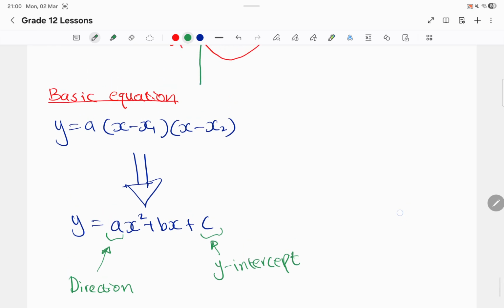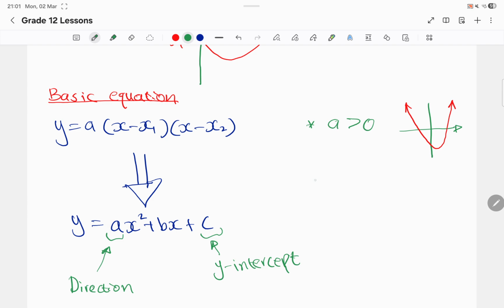For instance, let's talk about the value of a. If a is positive, so a greater than 0, then the graph will be more or less like this. It comes from positive infinity and then turns back to positive infinity. As your x values increase, your y values also increase.